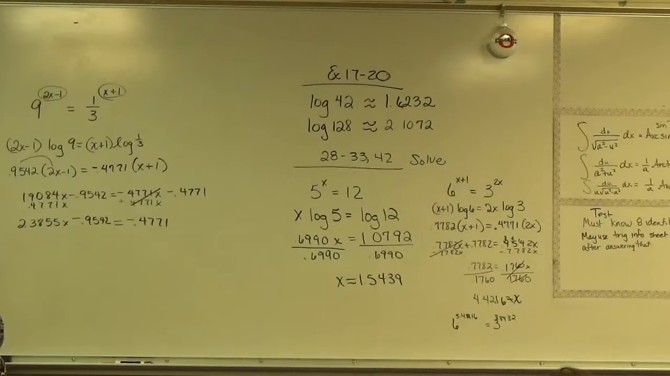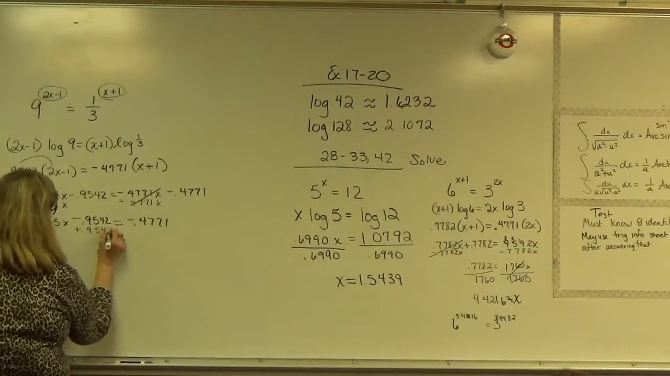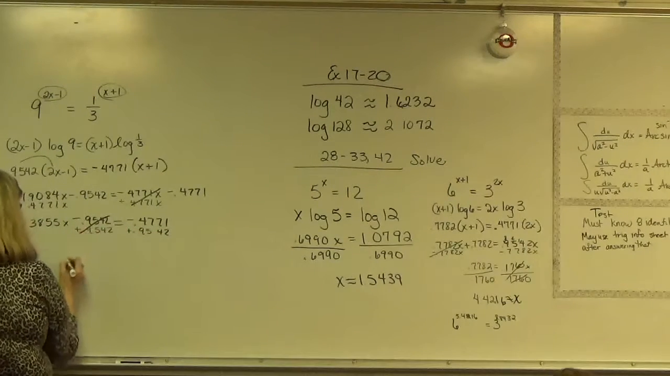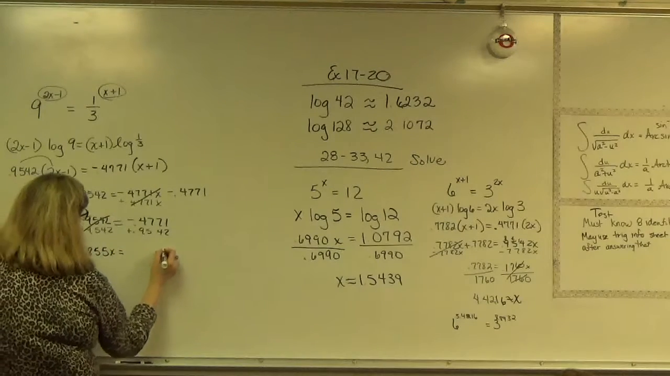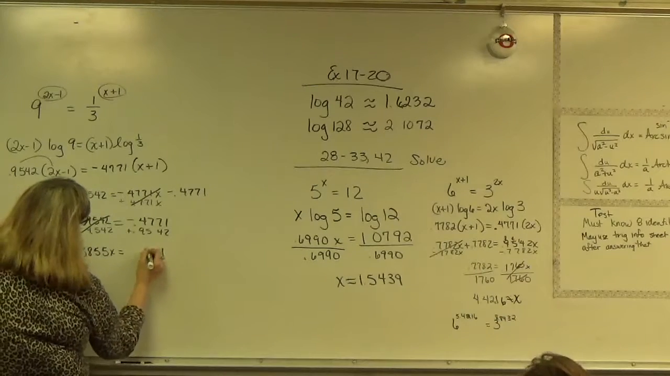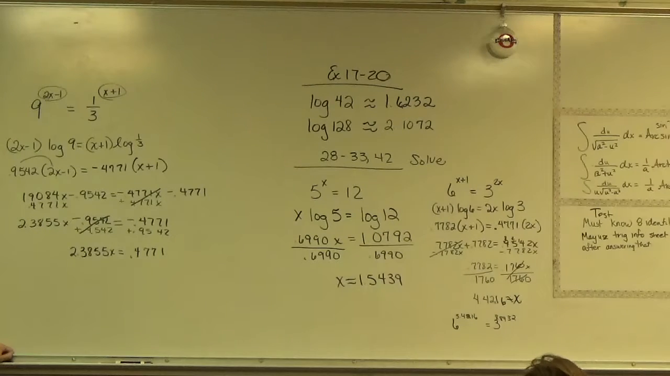Now, what would you do to solve for x? So you're going to add this one. So 2.3855x equals. Somebody double check me on that one and see if they get the same thing. Yeah. Okay, and then the last step.